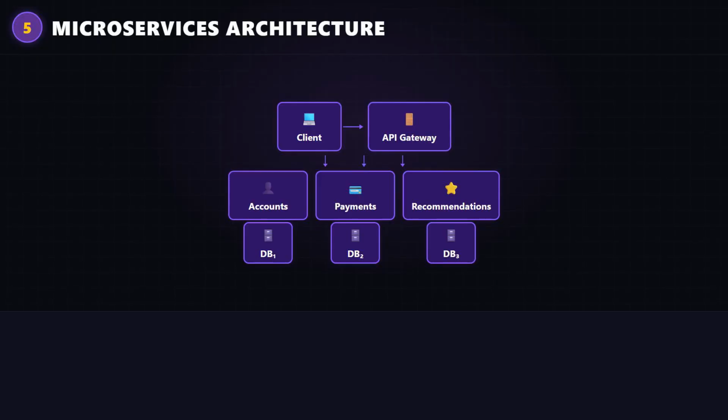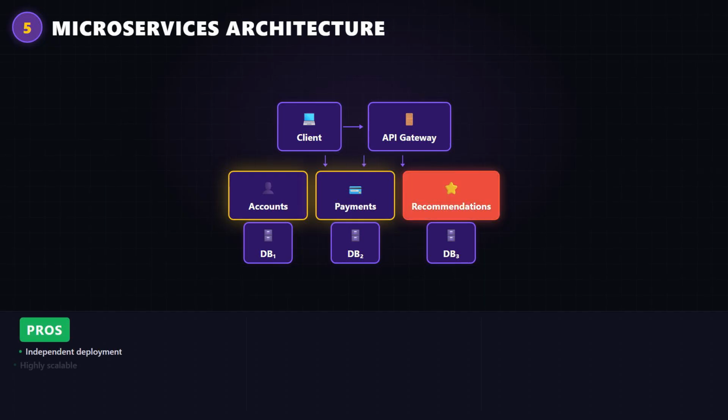Let's try to understand with an example. Think about Netflix or Amazon. There is a service just for handling user accounts, another just for payments, another just for recommendations. Each one can be built, updated, and scaled completely on its own. If the recommendation service crashes, your payment service keeps working without any issue. So why do companies choose this? You get independent deployment, scalability, and the freedom to use different technologies for different services.